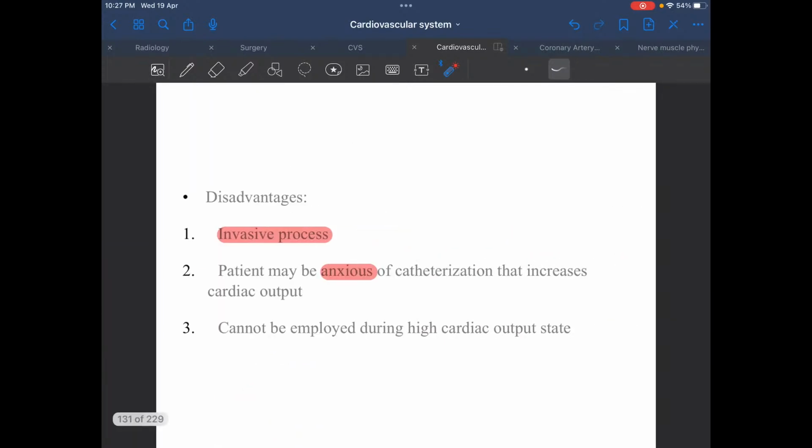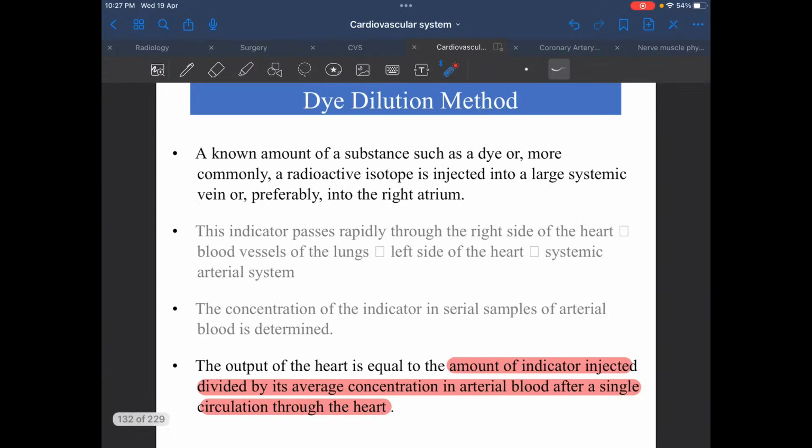But the disadvantage of the Fick principle or the direct Fick method is mainly that it is an invasive process. It's an invasive process and the patient may be anxious about catheterization. So we discussed some other methods as well. We discussed the dye dilution method.